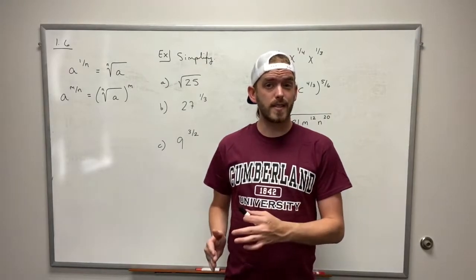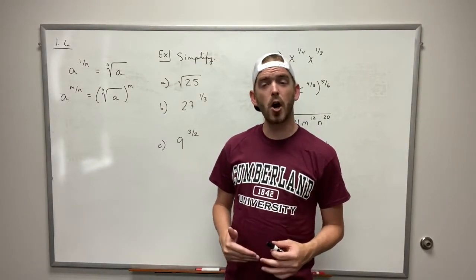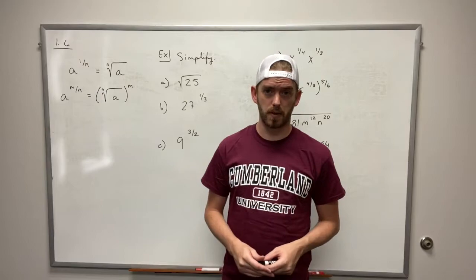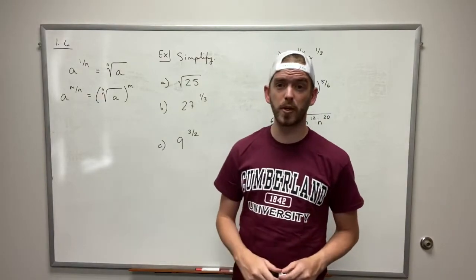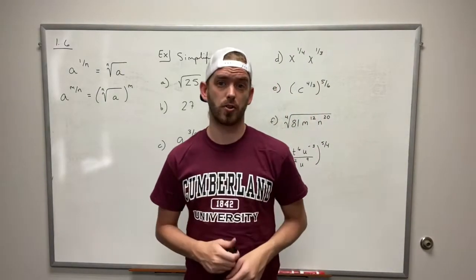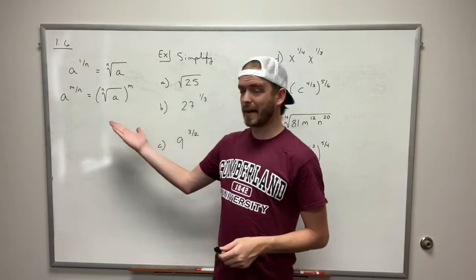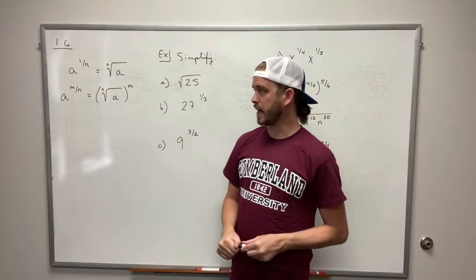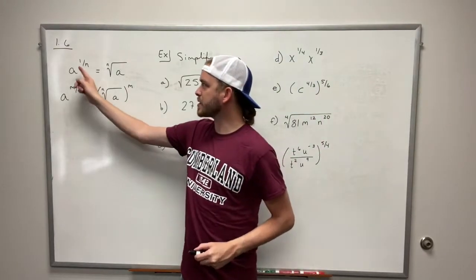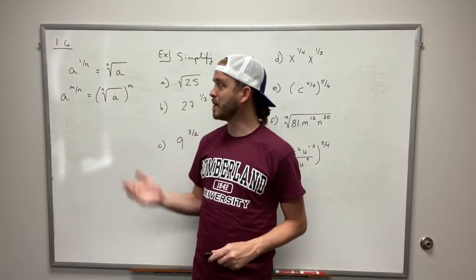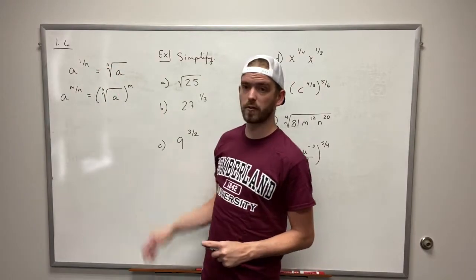All right, so in the last section, section 1.5, we talked about integer exponents. In section 1.6, we're going to be talking about rational exponents. So this is when you have an exponent that's a fraction. We have two properties that we need to look at here. If we have a to the 1 over n, that can be written as the nth root of a.